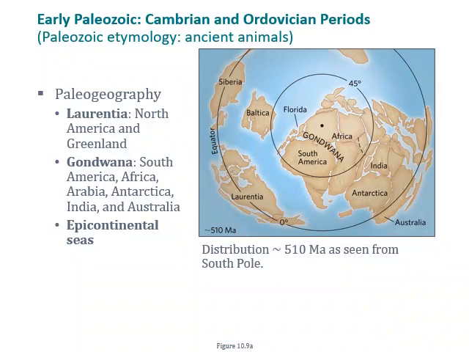So in the early Paleozoic, particularly in the Cambrian and Ordovician periods, we had Laurentia, which consisted of North America and Greenland, and the supercontinent Gondwana, which included South America, Africa, Arabia, Antarctica, India, and Australia. And then on the edges of these supercontinents, we had epicontinental seas.